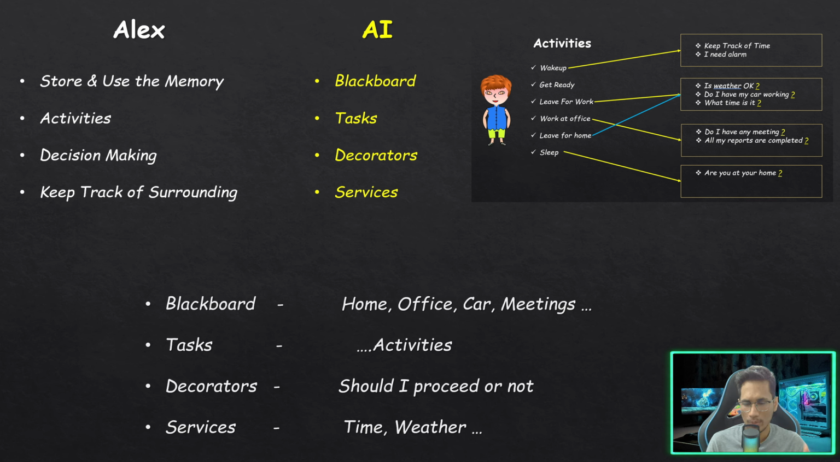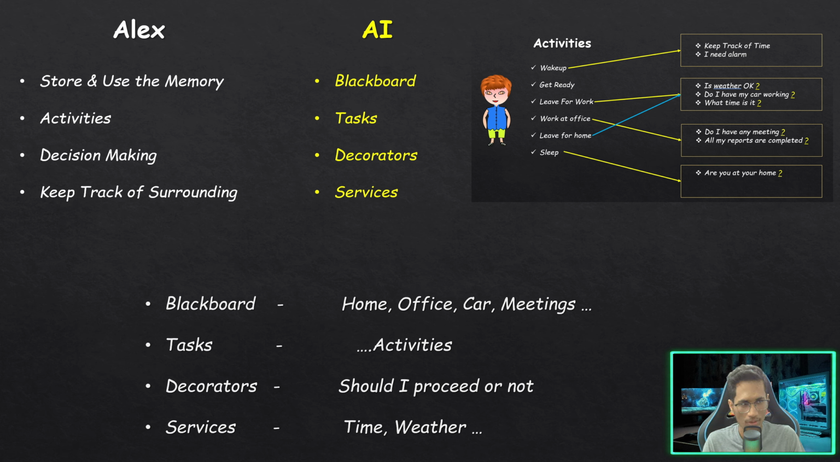So for example, you can store information like where is the home, where is the office located, their locations, where is his car, everything that is data is stored in the Blackboard. Second, the tasks, which are nothing but your activities like what you do on a daily basis as an AI.